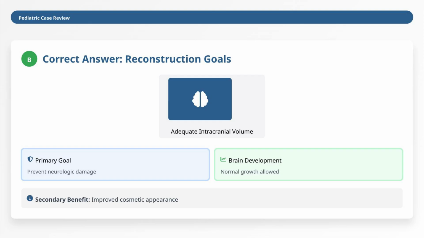The primary goal of cranial vault reconstruction is creating adequate intracranial volume to accommodate normal brain growth, thereby preventing increased intracranial pressure and neurologic damage. While improved cosmetic appearance is a welcome secondary benefit, the fundamental purpose is functional, protecting the brain during critical developmental periods. The procedure involves removing fused bone, reshaping the skull, and allowing sutures to remain open.